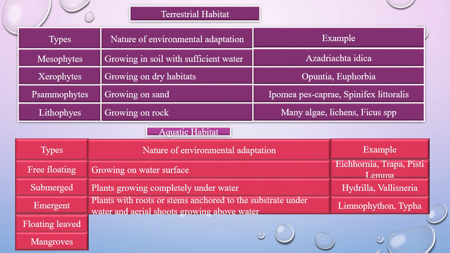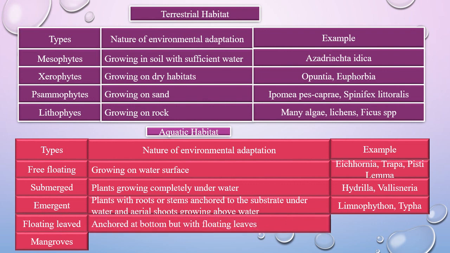Okay? Next one is the floating leaves. So here we can see that the plant is completely rooted, but at the top the leaves will be floating on the surface of the water. The plant will be completely rooted, but the leaves will be floating. Example Nelumbo and Nymphaea. Next one is mangroves.